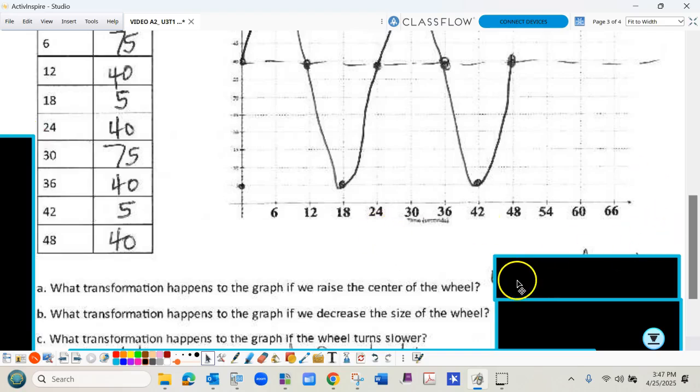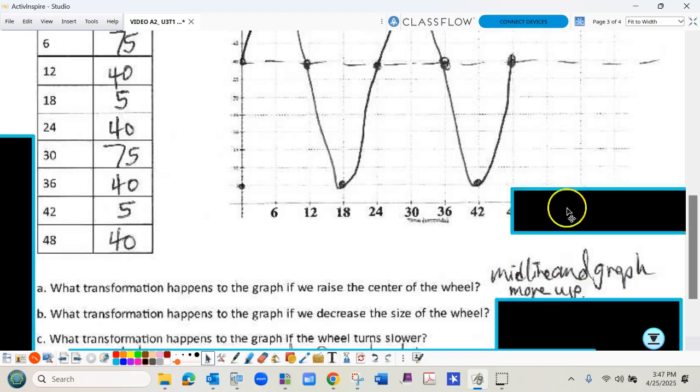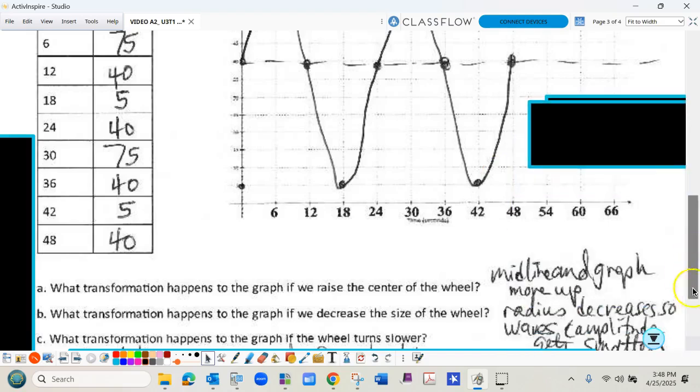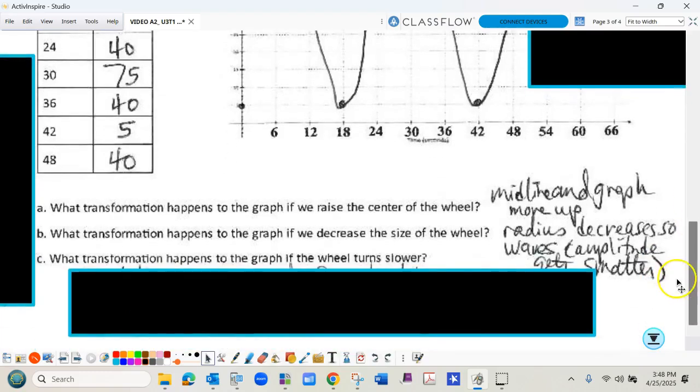What transformation happens if we raise the center of the wheel? Well, the midline or the middle, as well as the whole graph, would move up. What transformation happens to the graph if we decrease the size of the wheel? That's decreasing the size of the radius, which decreases the size of the waves. That's called the amplitude. We'll talk about that next packet.